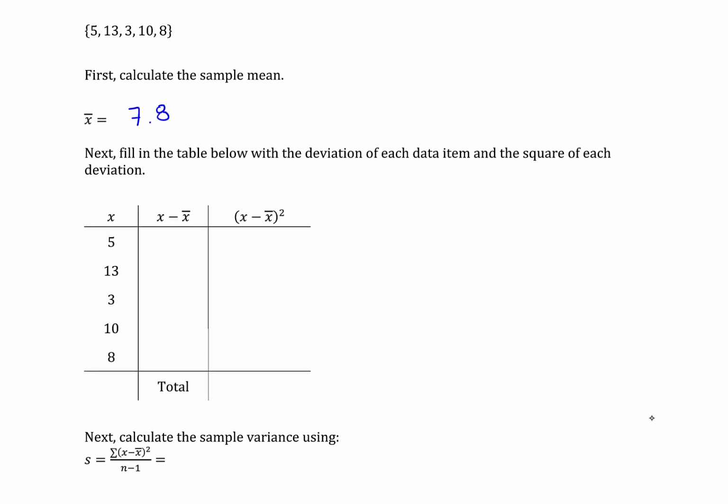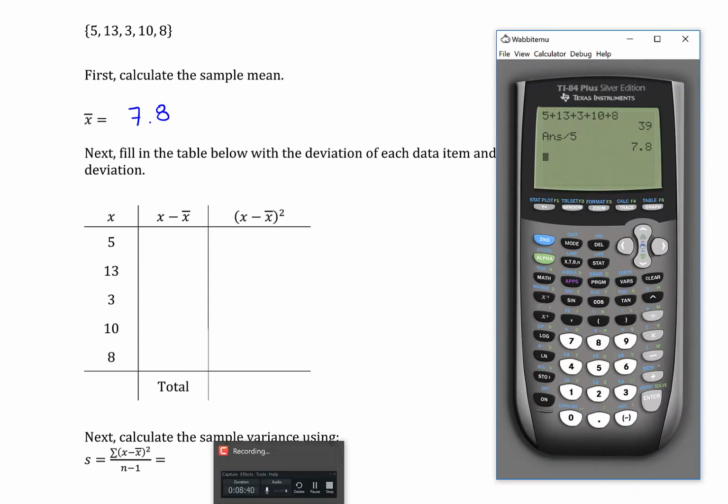Next, fill in the data table below with the deviation of each item and the square of each deviation. The deviation of each data item is the distance of the item from the mean. We're trying to get the average distance of each data item from the mean to get an idea of how spread out the data is about the mean. So that's what we're working on. Let's start with getting the deviation of each item.